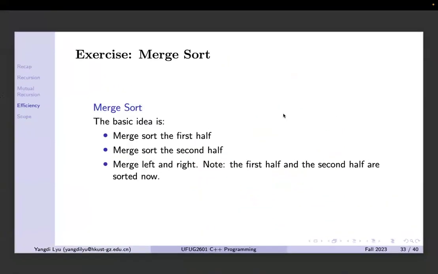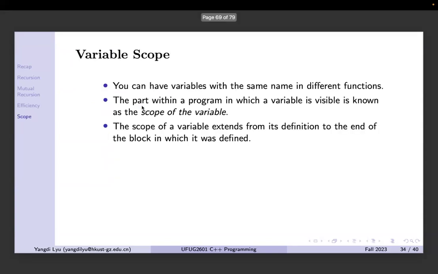And also, if you cannot do it, you can Google online. There are so many different implementations of merge sort. You could check that because it is so useful, right? It's already implemented in many of the libraries. You could go back and check that.